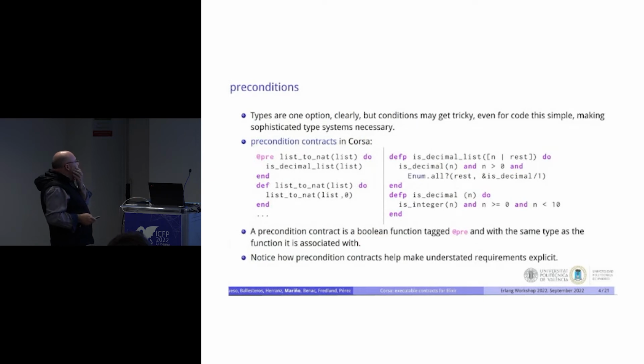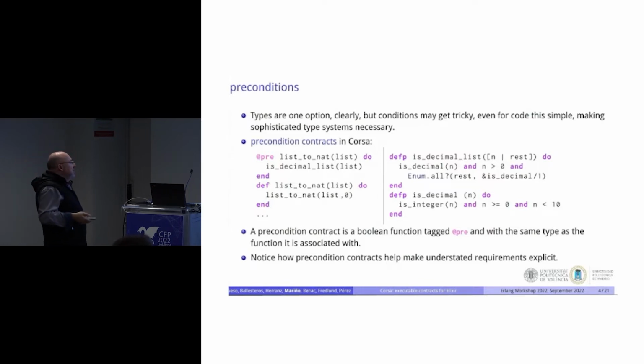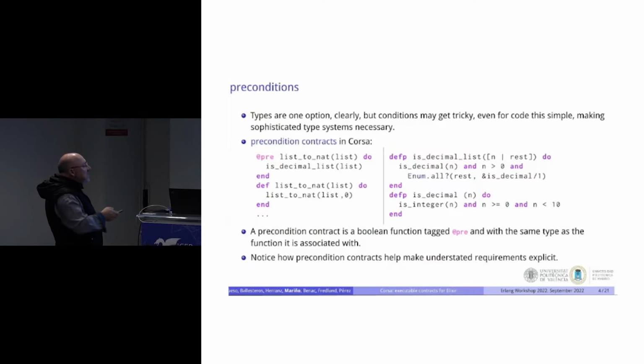Okay, so this leads naturally to the introduction of precondition contracts. As we saw, some part of the precondition can be trivially expressed as a type, and some other part can be expressed in a sophisticated type system, but not in a very basic type system. So in this case, we have decided to consider that this is a list with all the elements ranging from 0 to 9, and also that the first element cannot be 0, to make the precondition more interesting.